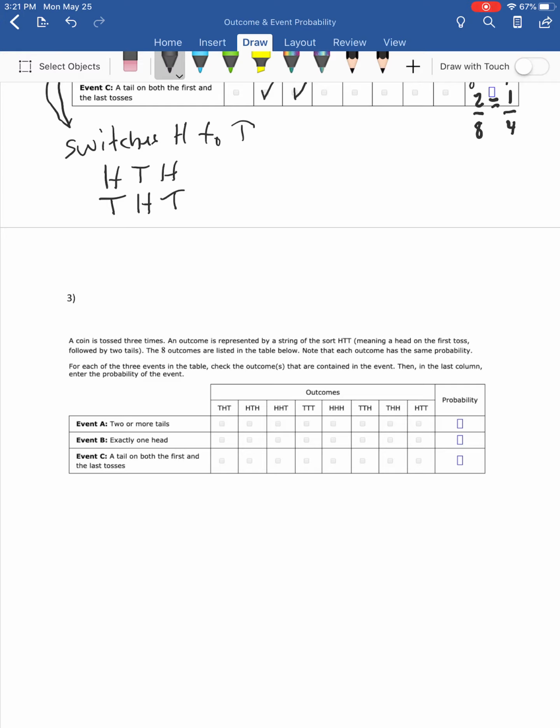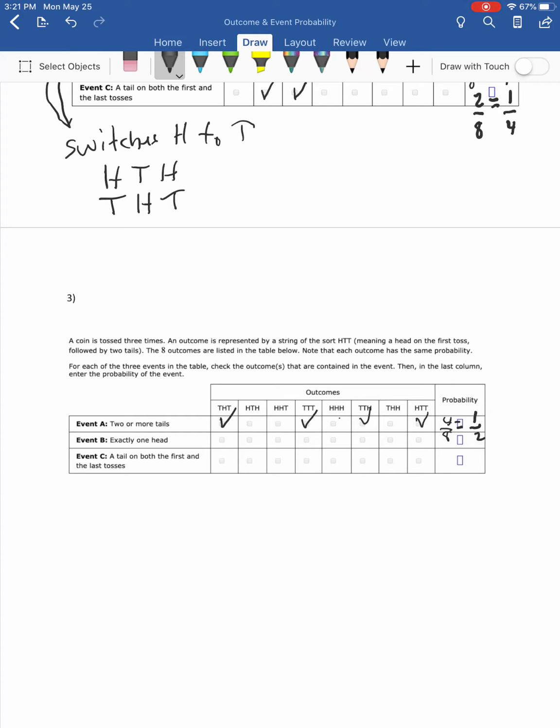Okay, number 3, again, same thing. All the questions are going to be like this. 2 or more tails, so we need either 2 T's or 3 T's. This one works, second one doesn't, third one doesn't, fourth one does, fifth one doesn't, sixth one does, seventh one doesn't, eighth one does. So we have 4 out of 8, or a half.